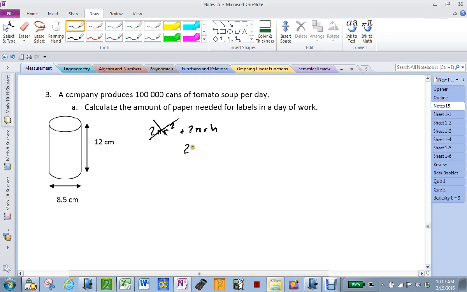Which, when you do that, 2 pi times 4.25 times 12, yeah? Which is 8.5 times 12, which is 8 times 12 is 96. Half of 12 is 6. So 102 pi. Yeah? So 300 and something for one can. What do you got to do with that number? Multiply by 100,000, and then you get your answer. Everybody cool? Whatever it is, I don't care.